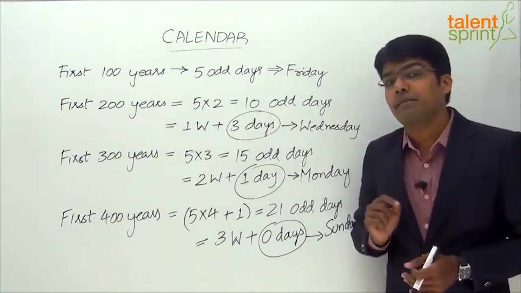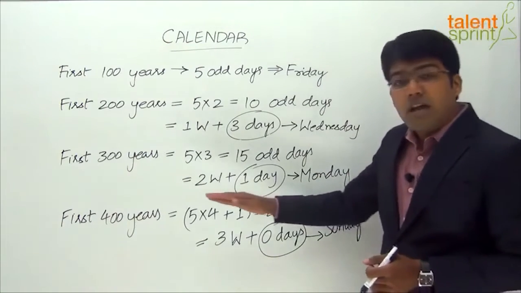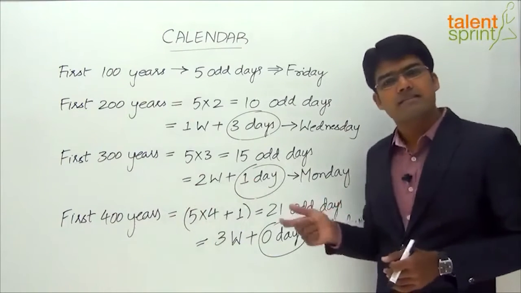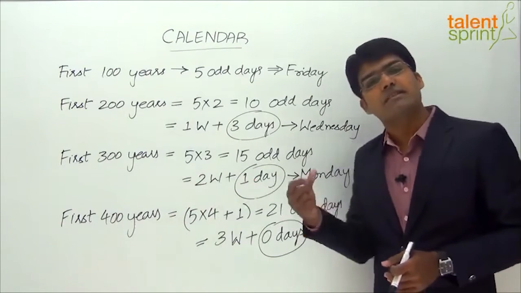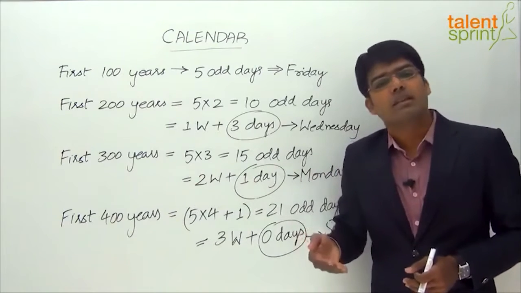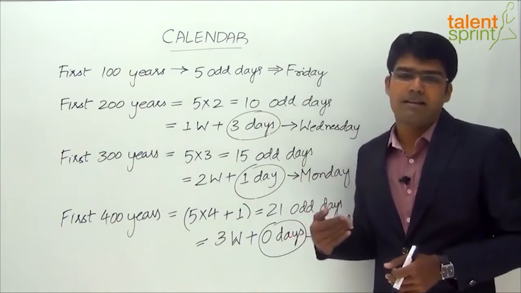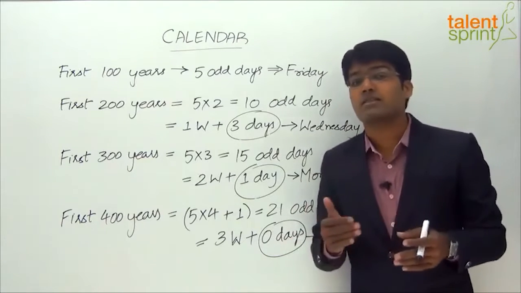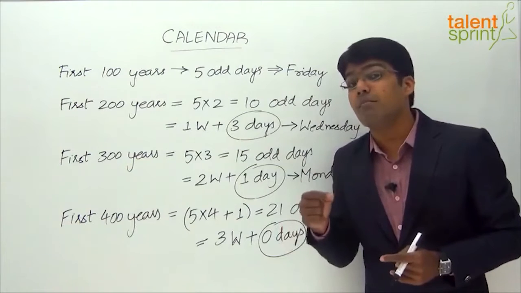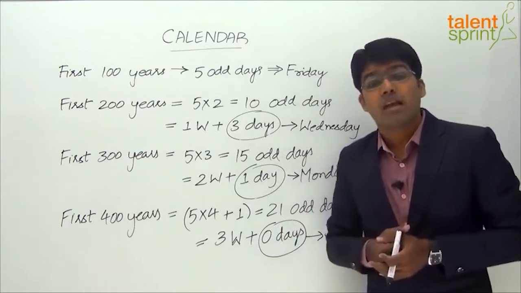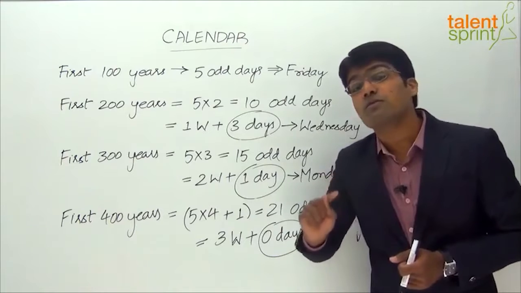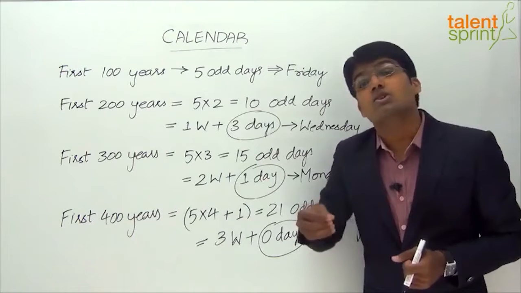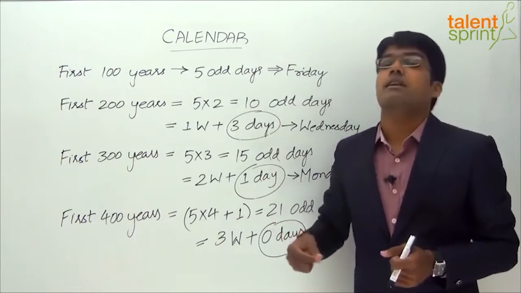And the other important point that we can observe here is the last day of every 4th century will be a Sunday. Yes or no? 400 years, Sunday. Last day of 8th century, Sunday. Last day of 12th century will be Sunday. 16th century, Sunday. Last day of 20th century will be again Sunday. 20th century was the year 2000. So 31st December 2000 was a Sunday. Again 31st December 2400, which is about 400 years from now approximately, will again be a Sunday.